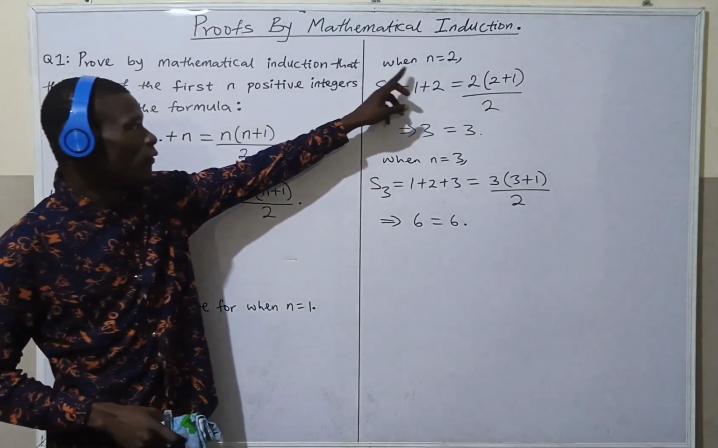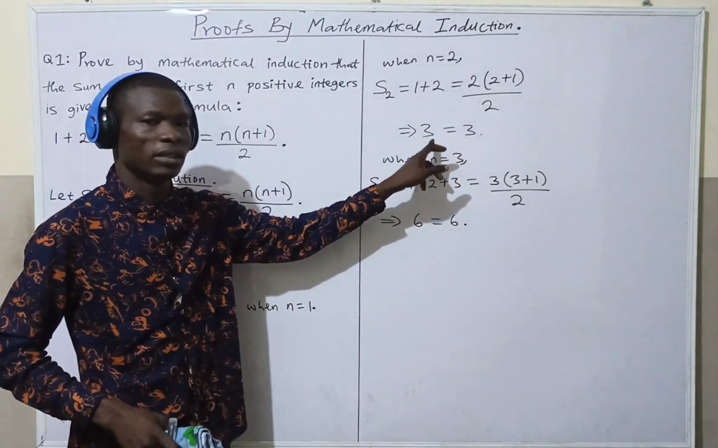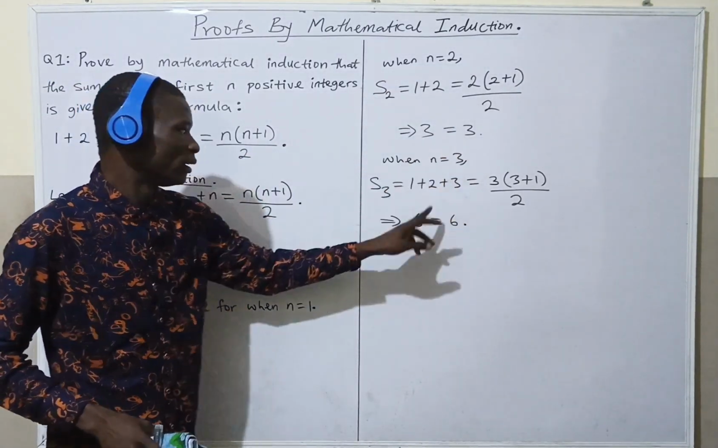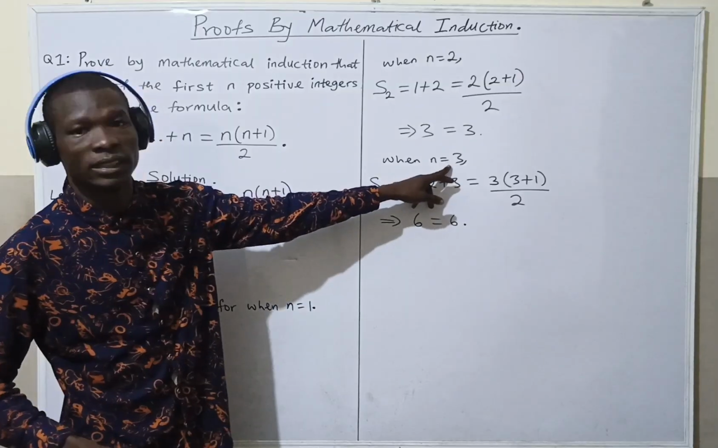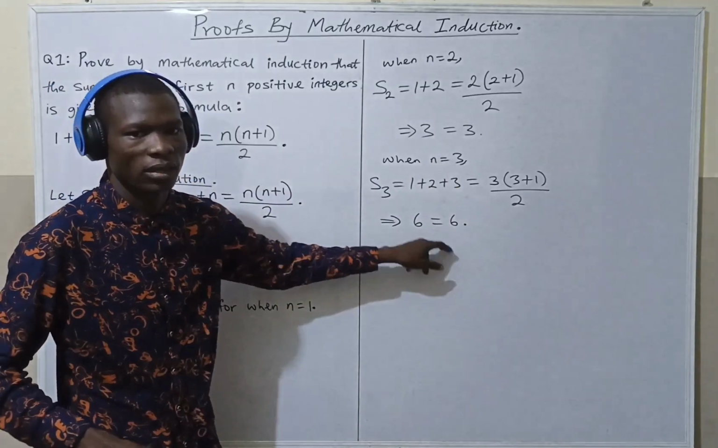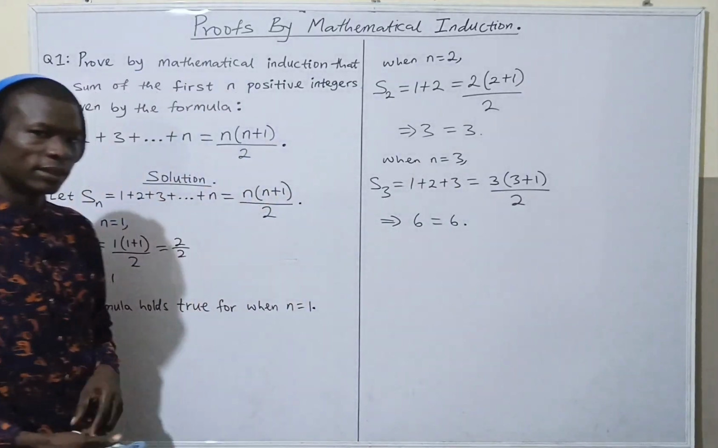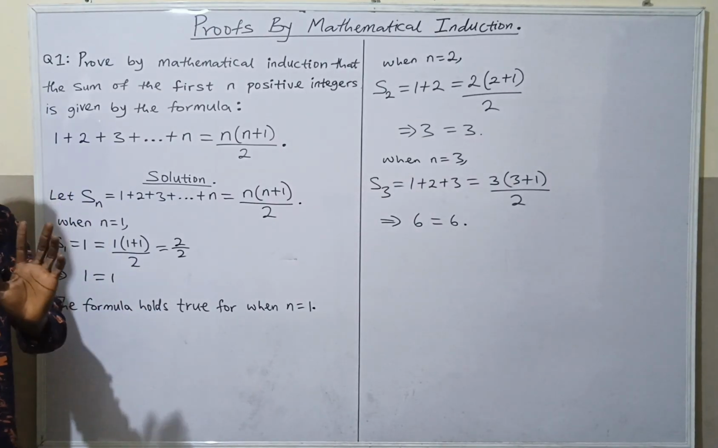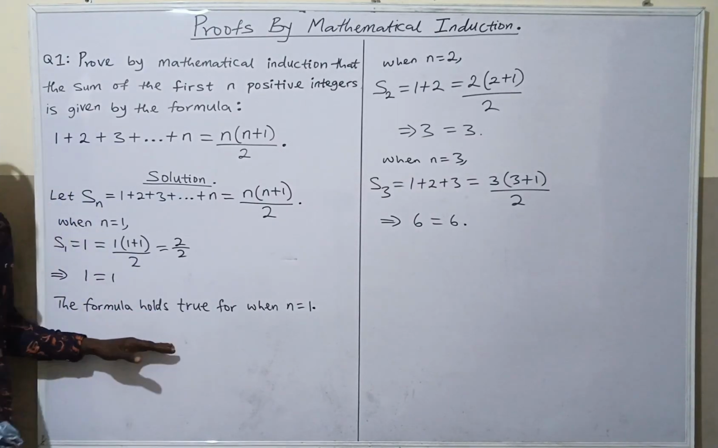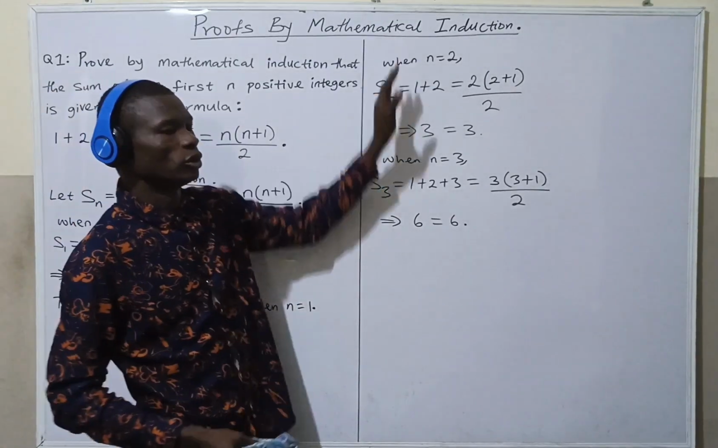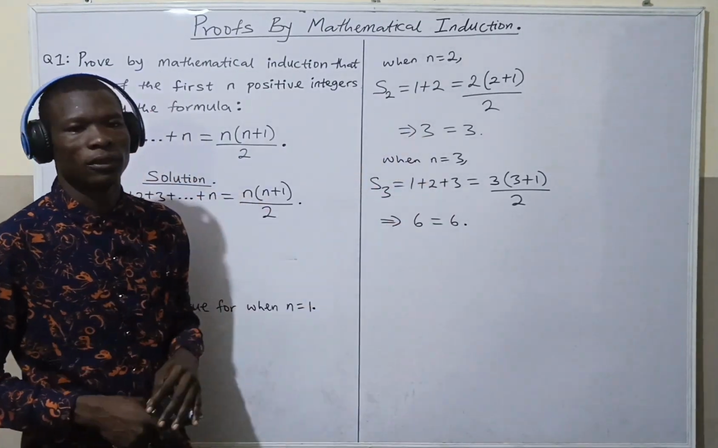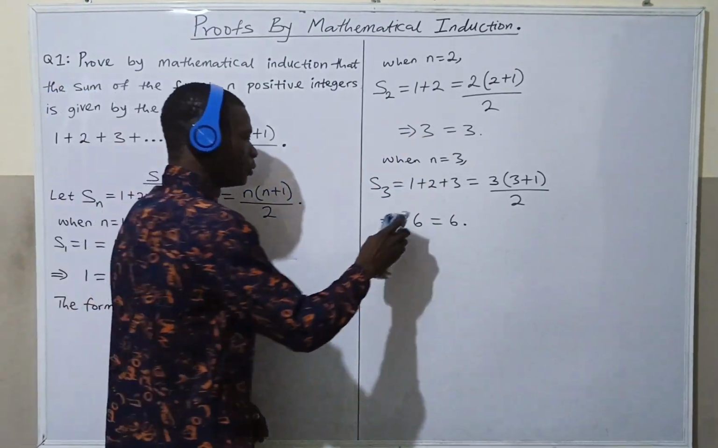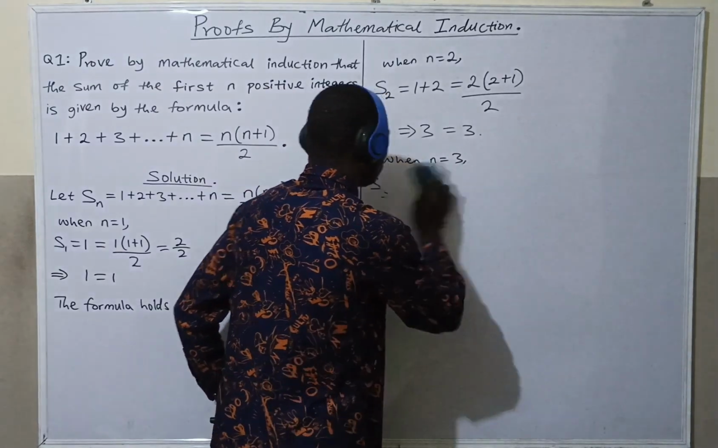It holds true for when n is equal to 2 because we're having 3 on both sides of the equal sign. And then it also holds true for when n is equal to 3 because we're having 6 on both sides of the what? Equal sign. But like I said earlier, the only one you need for the base case or the initial step is just when n is equal to 1. These other two, you do not need them, just for you to see that the formula holds true. Okay.